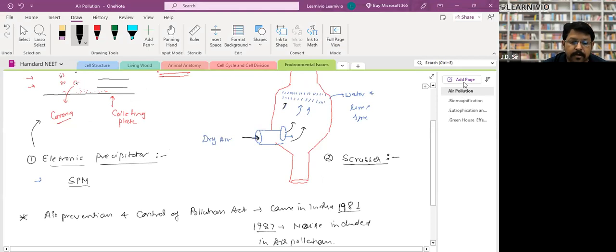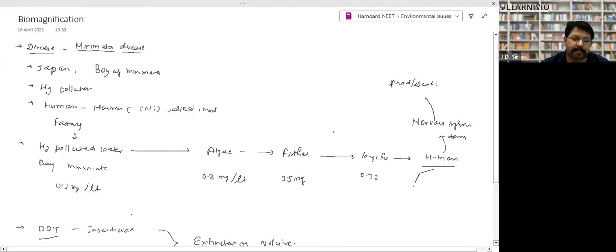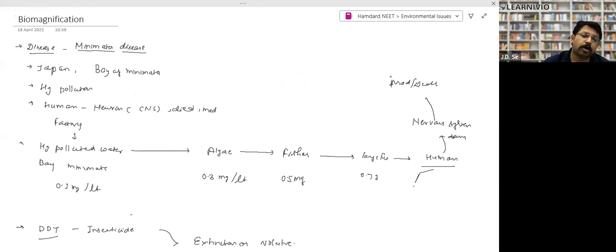Biomagnification. Biomagnification is nothing but, look, accumulation of toxic material, or basically what are those toxic materials? Those toxic materials are the heavy metals. So accumulation of toxic material like these heavy metals more and more at every trophic level is called biomagnification, right? So this is called biomagnification.